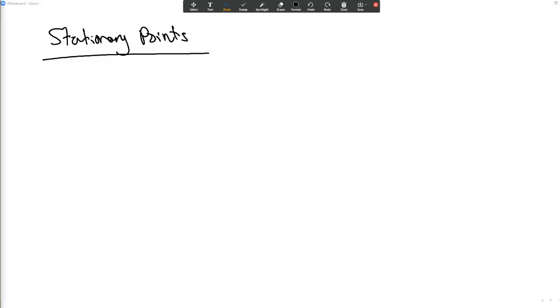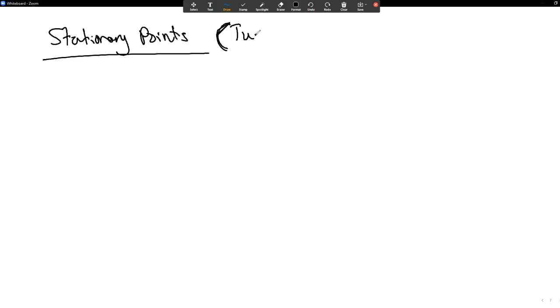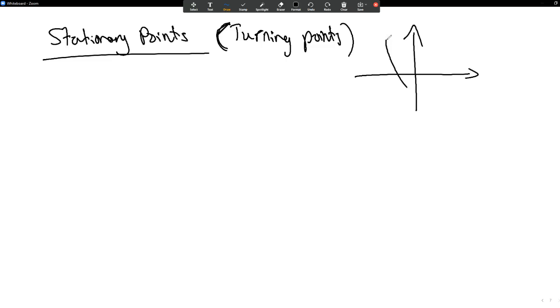Okay, so let's talk about stationary points. Stationary points are basically also known as turning points. So if we think about a graph, the turning point is this point here. Well, it's not always at 0. You draw it like that. This kind of looks like the graph we had earlier, but this is the turning point.